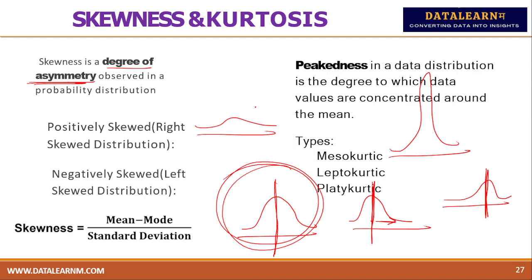Again, kurtosis is the peakedness in the data distribution, the degree to which data values are concentrated around the mean. Suppose the mean is 3, and most of the values are around the 3. In the other case, few values are around the 3, and most of the values are away from the 3.